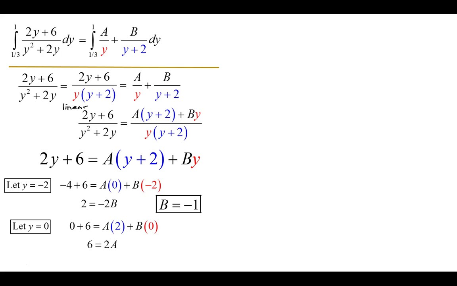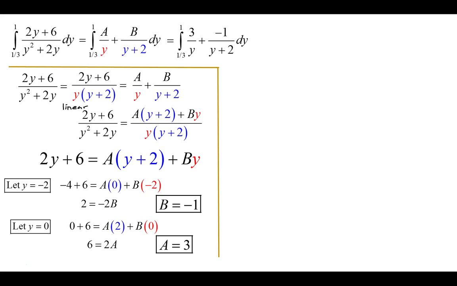And so we have the fact then that a must be equal to 3. Now that we know the a and the b, here comes the one line of calculus really. It's our job now to integrate 3 over y plus a -1 over y plus 2. We made our way through the minefield of algebra. Now we're going to integrate. Simple integration, that's the point behind it.